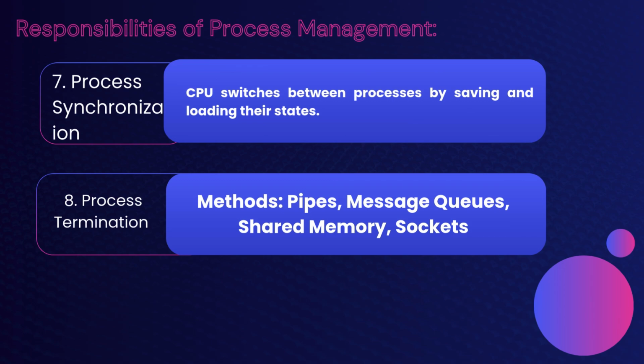Eight, process termination. Process termination is when a process ends. This can happen because it finished a task, the user closed it, the OS stopped it, or it encountered an error. When a process terminates, the OS frees its memory and resources.